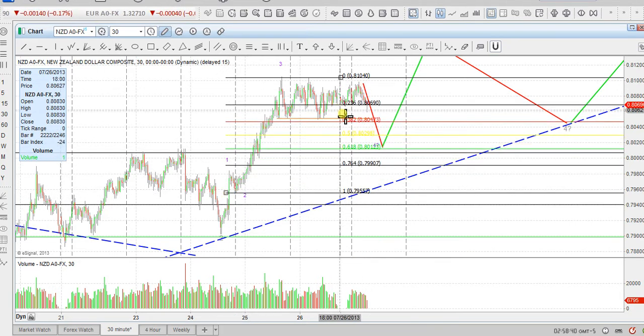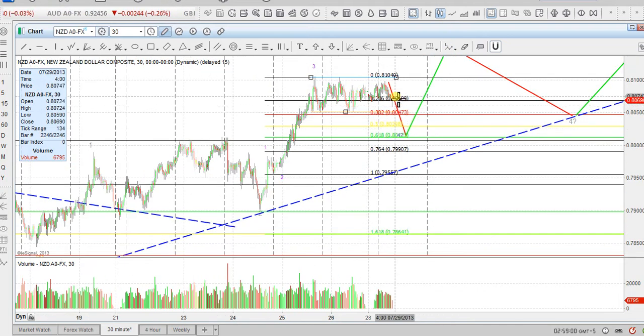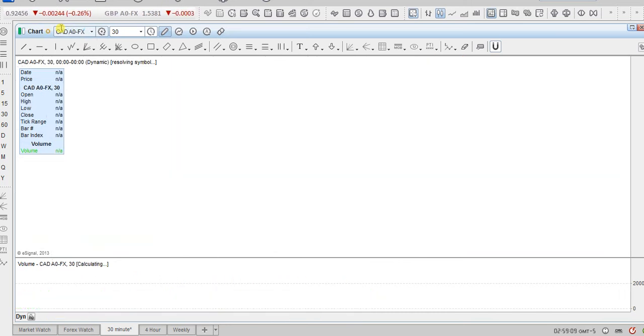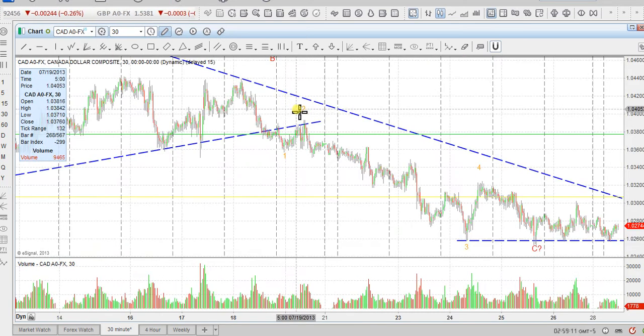So we're expecting prices to break through this channel prices have been trading in for some time and push down to that 61.8 fib, which is 0.80123. So expecting prices to push towards that and then reverse to the upside. Somewhat similar to what we're looking at with the Aussie, just expecting prices to finish correcting and then push higher.